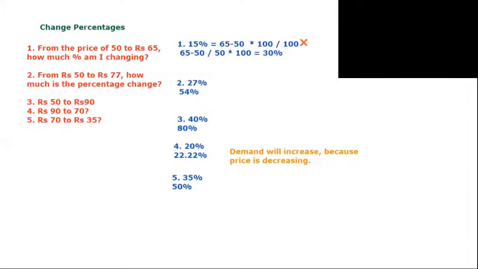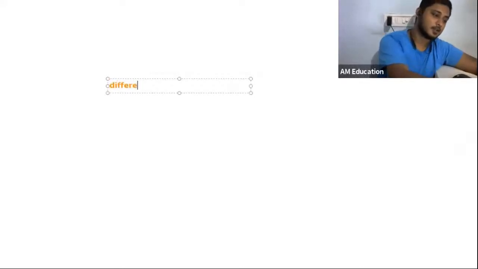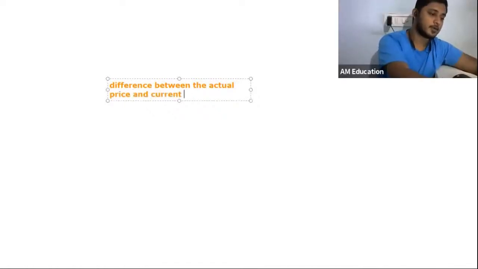Then the percentage change formula is the difference between the actual price and the current price, divided by the actual price, into 100. Current price is a better name.